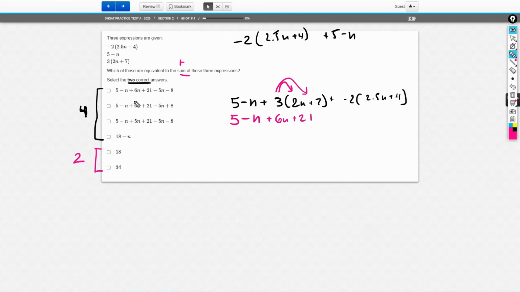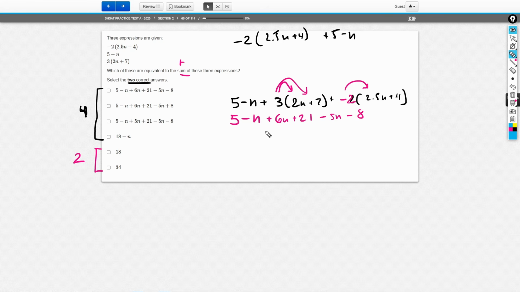And that's how we got these two options right here. Then I have a second set of parentheses, but now outside of it, I have negative 2 written on the outside. So now I have to multiply everything on the inside by, you guessed it, negative 2. Not just 2, but negative 2. So negative 2 times 2.5n is negative 5n, and negative 2 times 4 is negative 8.